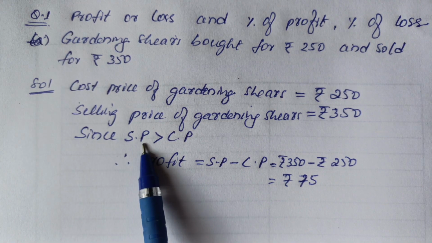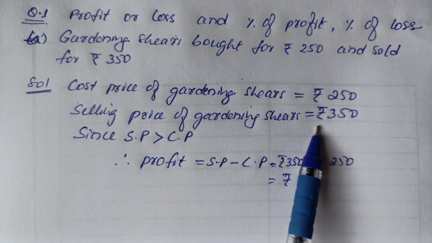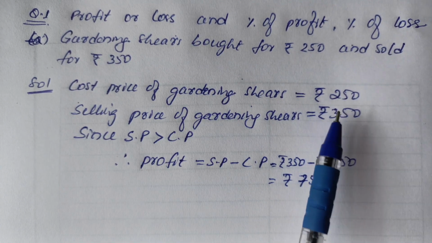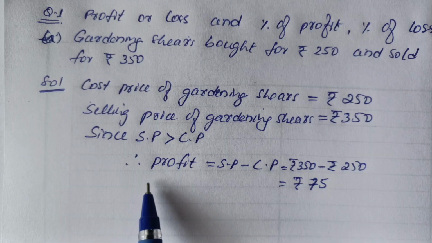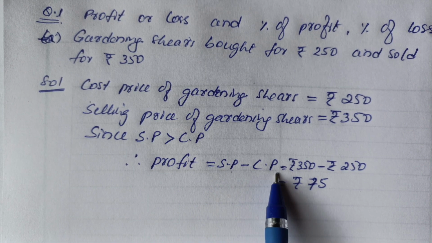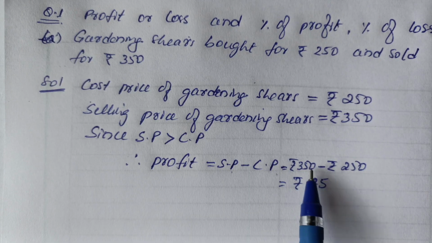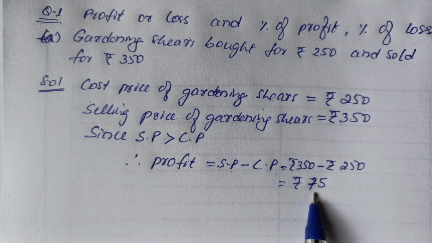Since selling price, SP means selling price, is greater than cost price. See here, this is selling price, this is cost price. So selling price is greater than cost price, so we can write the profit. Therefore, profit is equal to selling price minus cost price. That is equal to 350 is the selling price, 250 is the cost price. When we subtract it, we will get 75.